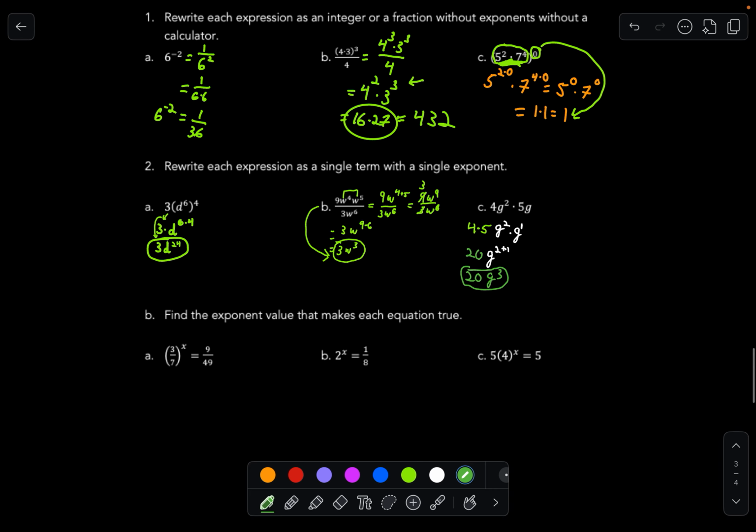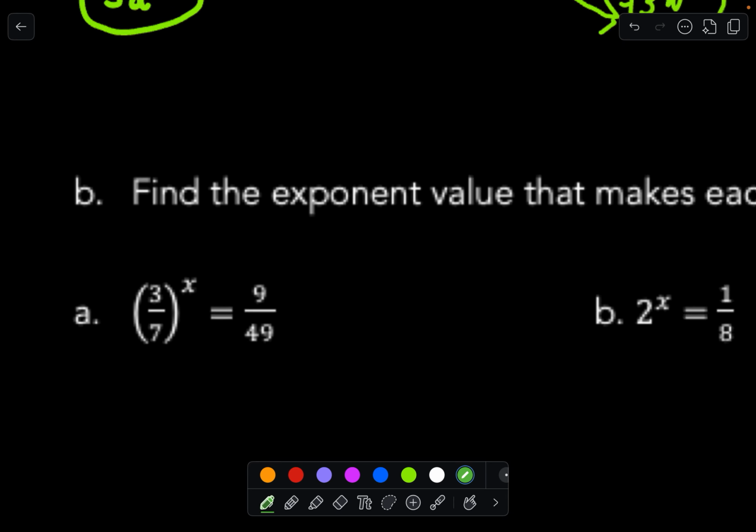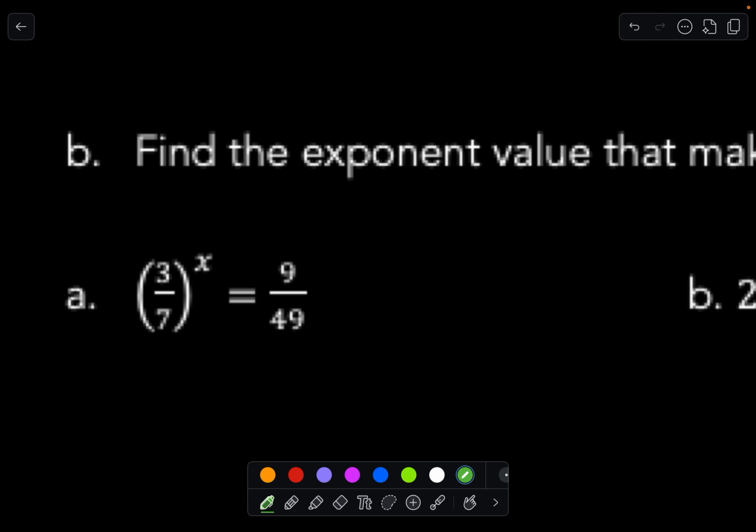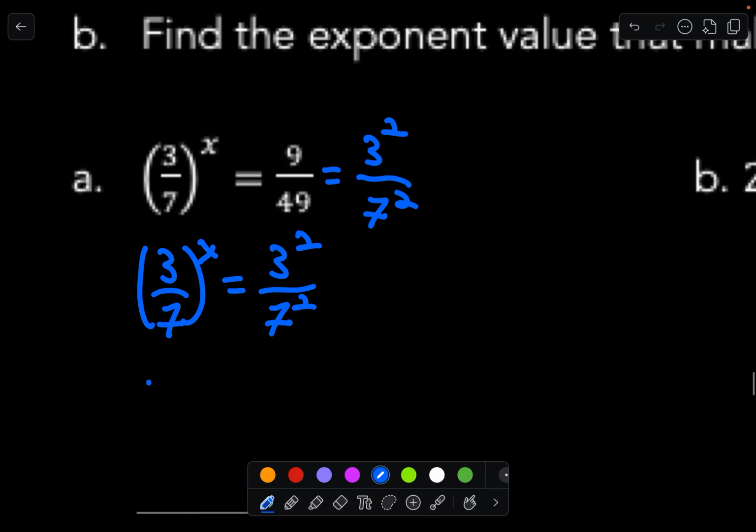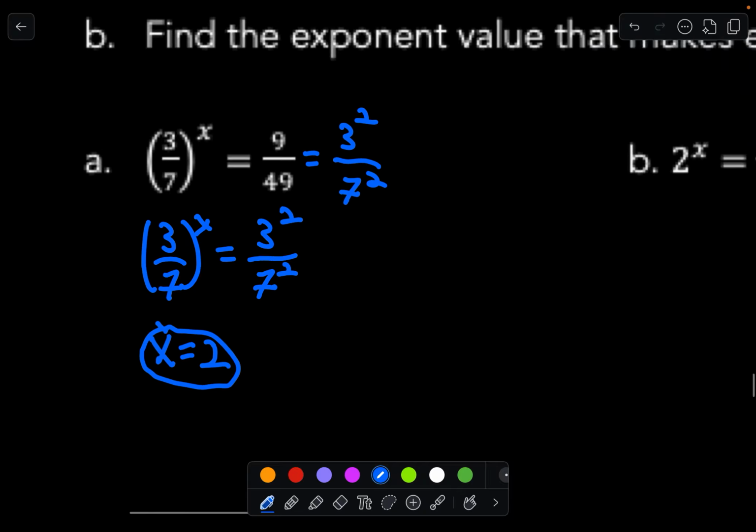Okay. Now, find the exponent value that makes each equation true. 3 sevenths raised to the x power equals 9 forty-ninths. Well, the first thought that comes to my mind is I should think of 9 as 3 squared, and 49, isn't that 7 squared? So if you see this, 3 over 7 to the x power is equivalent to 3 squared over 7 squared. So that means x must be equal to 2. So we found the exponent.